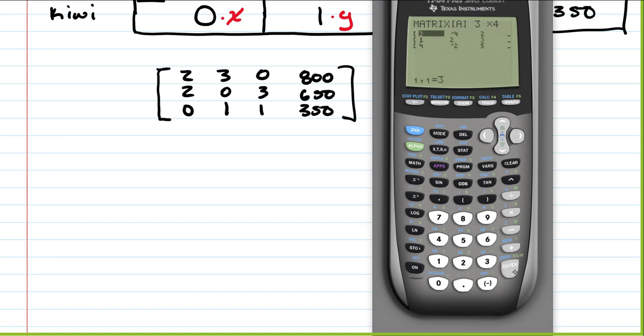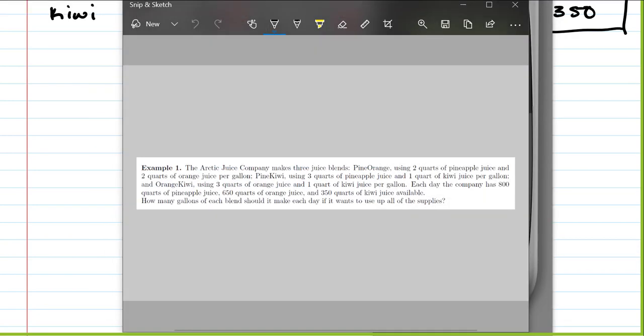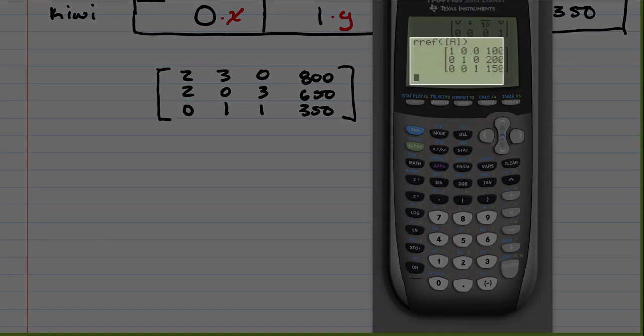We still have a 3x4 matrix. So we have 2, 3, 0, 800 is row 1. We have 2, 0, 3, 650 is row 2. 0, 1, 1, and 350 give us row 3. Then we go second math over to RREF, down to RREF, second matrix, choose matrix A, we hit enter, and we get the following reduced row echelon form.